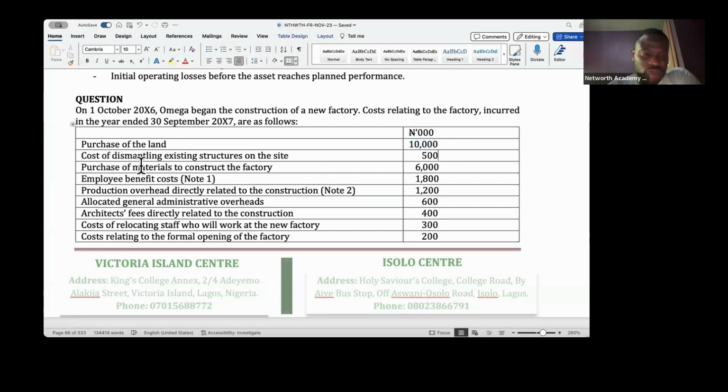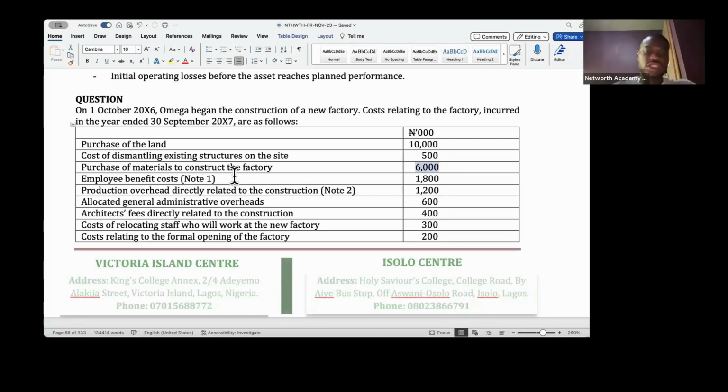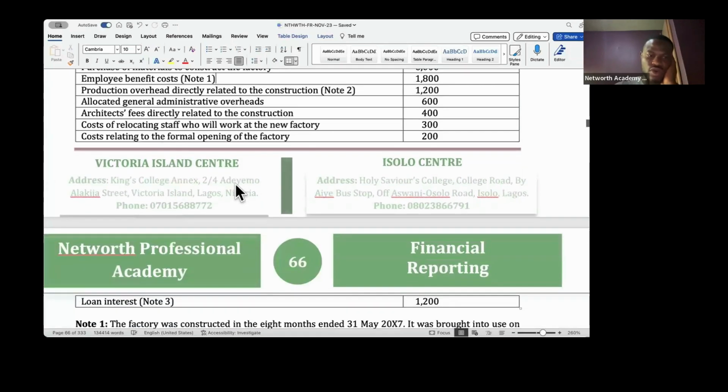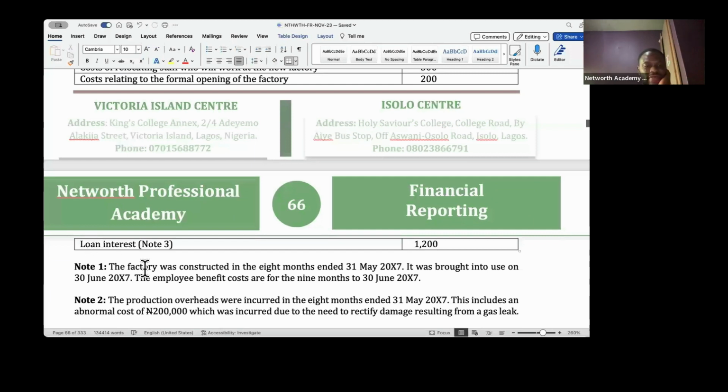The next one is purchase of materials to construct the factory. This material cost, will that be added? Confirmed. Yes. Good. The next one is employee benefits 1.8, but they give us a note, so we have to look at the notes. Note 1 says that the factory was constructed in 8 months, ended 31st March 2007. It was brought into use in June 2007.